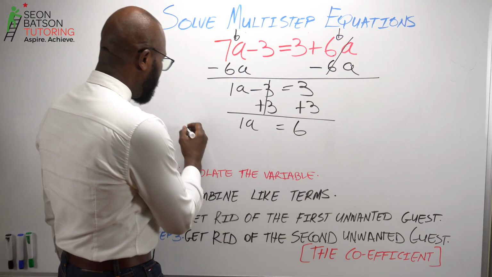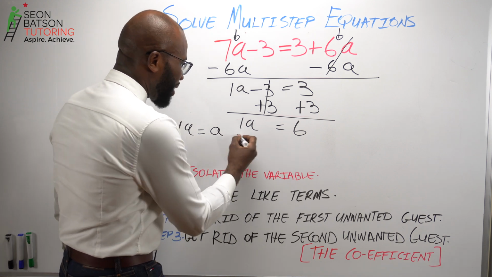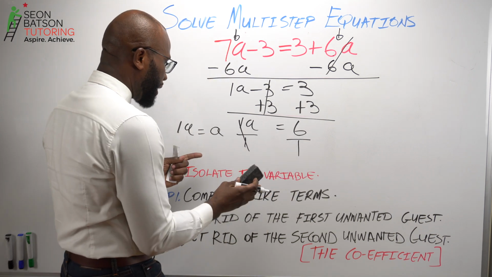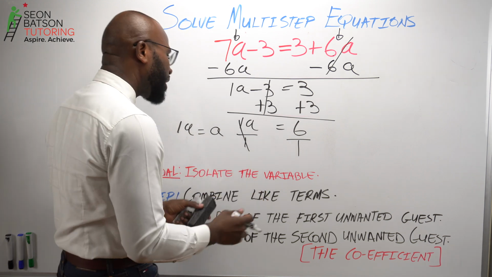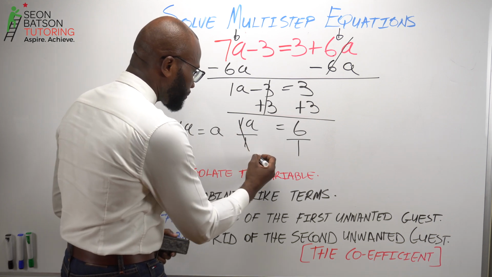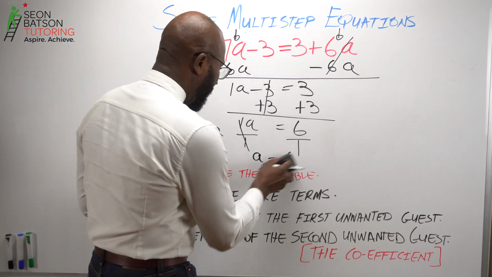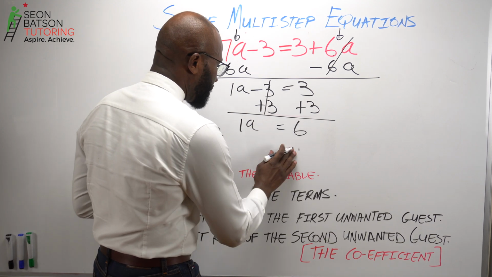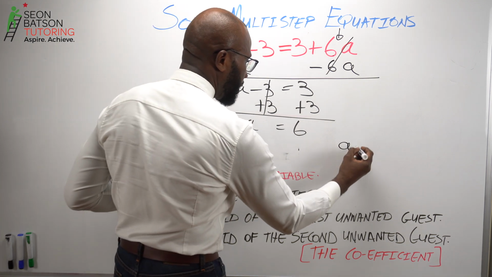Remember, 1a is the same as a. So for our answer, there's no need to divide by 1, because 1a and a is the same thing. So a is equal to 6. Very good. Now, if you divide it by 1, no big deal. If you divide it by 1, you get a is equal to 6. But since we were left with 1a is equal to 6, and since 1a is equal to a, we can simply say a is equal to 6.